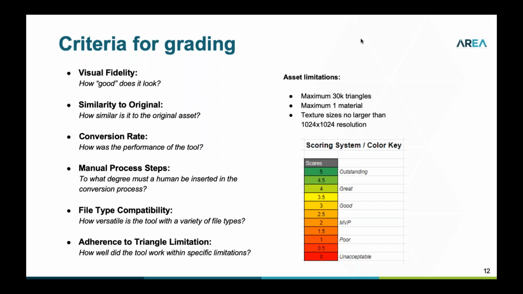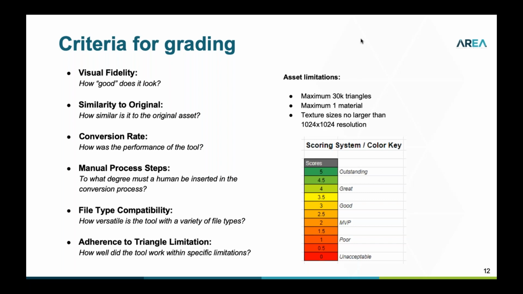Then file type compatibility is essentially how many file types can the tool process, or what can it take in without needing an intermediary step to convert to something else, which also kind of speaks to the manual process steps.